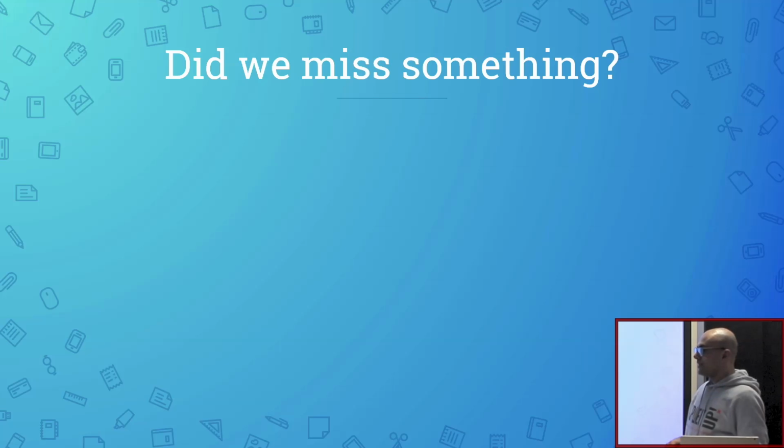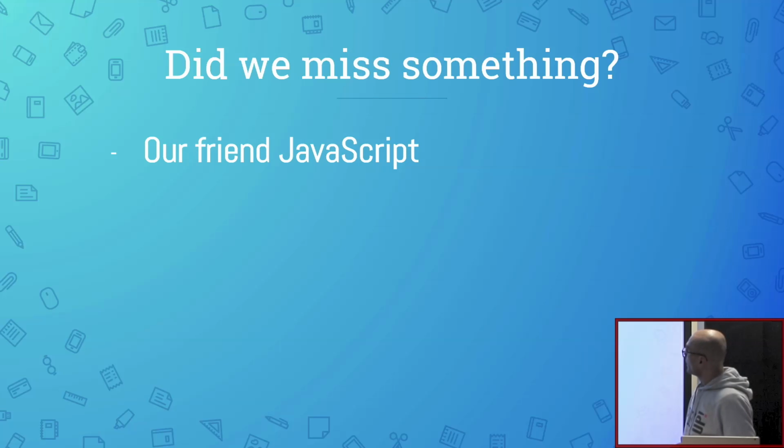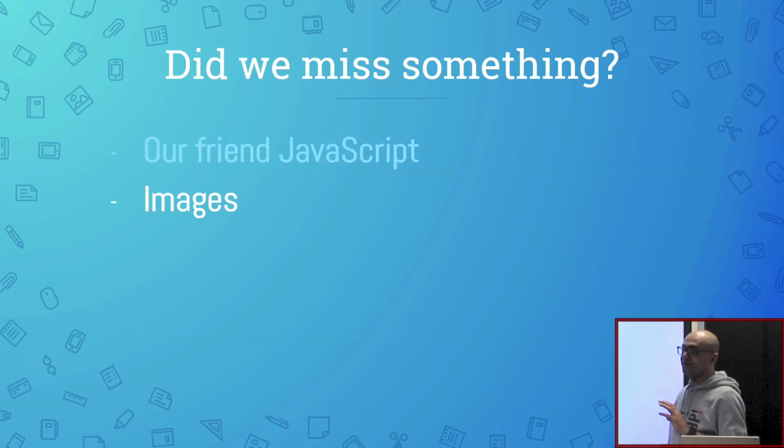Now, HTML and CSS, fine. Did we miss anything? Yeah, a lot. Our friend JavaScript, which is the most expensive asset that gets delivered to the client. Images, large chunks of data that are taken for loading a website, right? And you can see it everywhere. And there are not really many techniques applied to images when you talk about loading those.